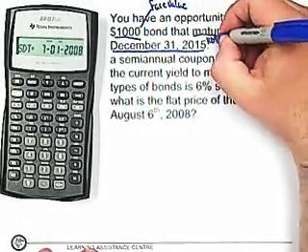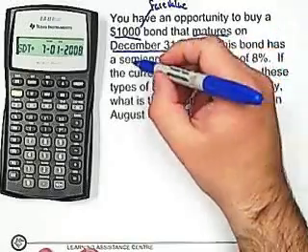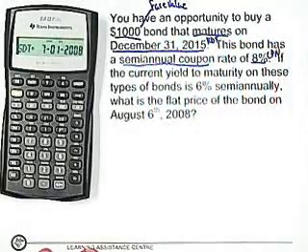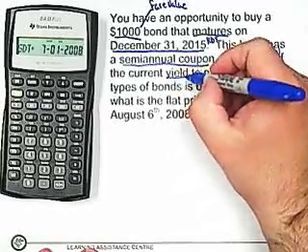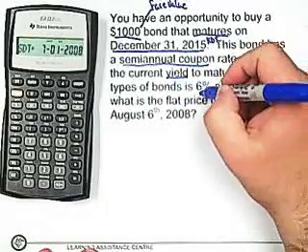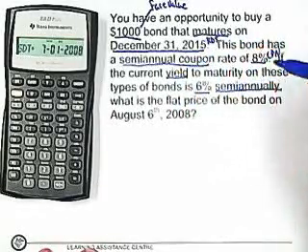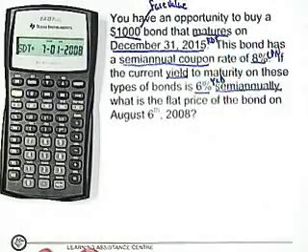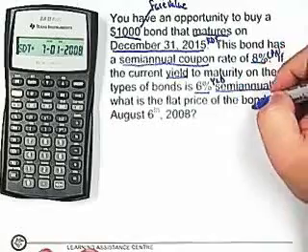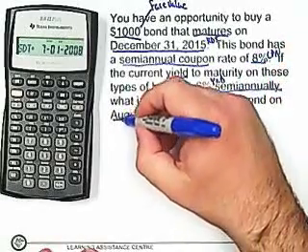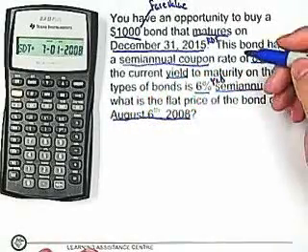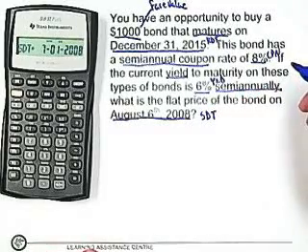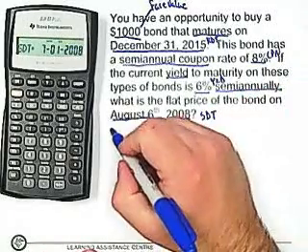This is our redemption date. We have a semi-annual coupon rate of 8%, so this is our coupon rate. If the current yield to maturity on these types of bonds is 6% semi-annually, so the yield is the 6%, so this is our YLD. What is the flat price of the bond on August 6th, 2008? This is our selected date. This is our purchase date. Alright, so let's start with that.